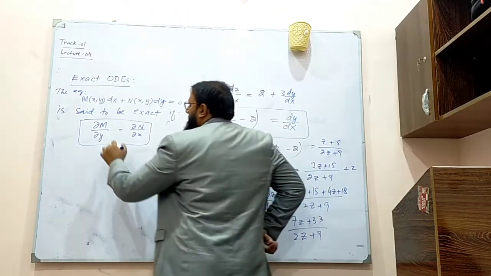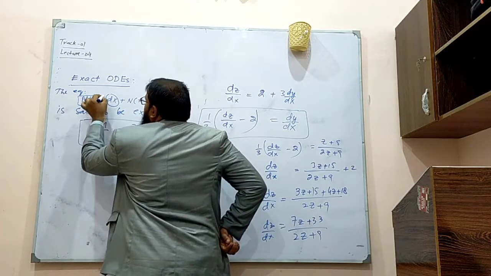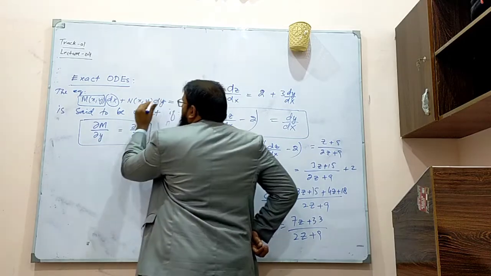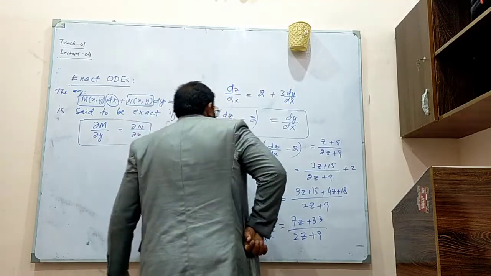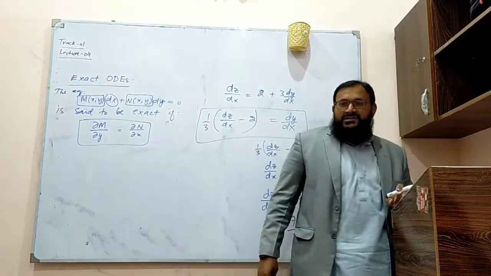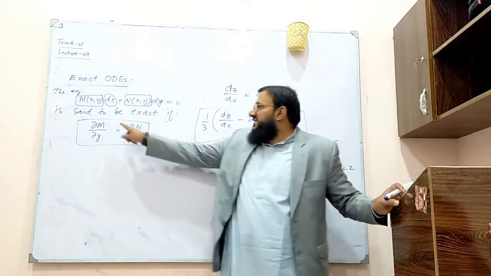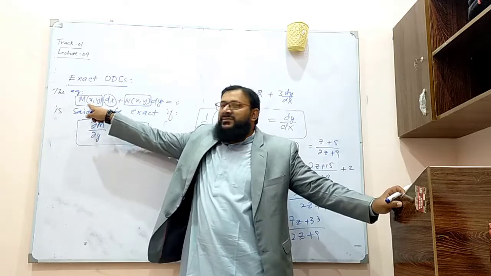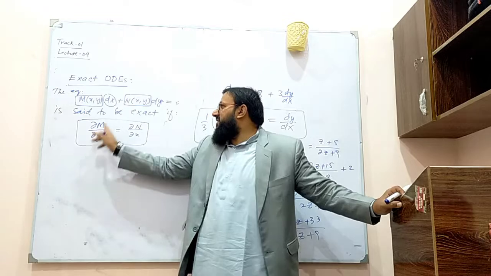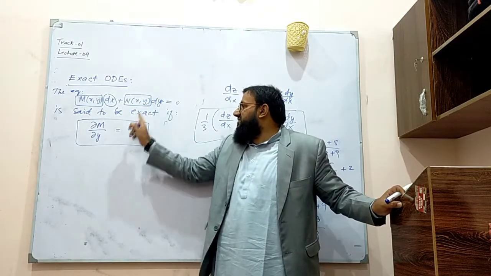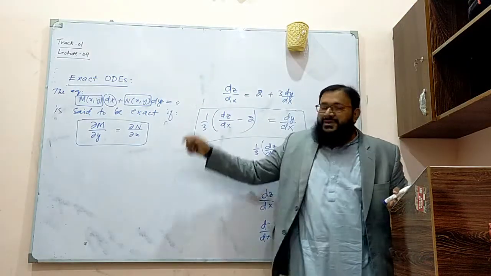If the differential is dx, you differentiate this quantity with respect to y. If the differential is dy, you differentiate this quantity with respect to x. So the first thing should be dx and the second thing should be dy. M is called the differential coefficient. You differentiate this coefficient with respect to y and that coefficient with respect to x. When this happens, you call this equation exact.